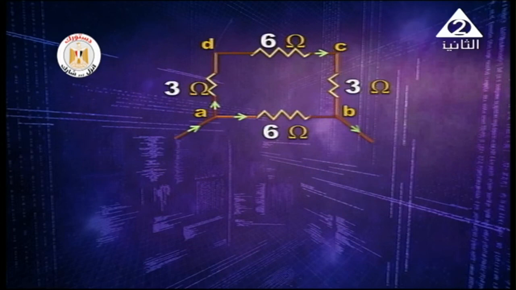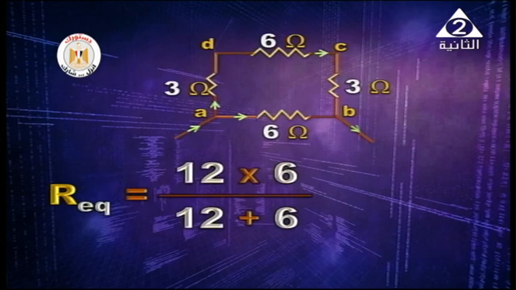When the supply is connected across AB, what happens? The current divides at A. Same current passes through 3, 6, and 3. They'll form just one resistance. 3 plus 6, 9, plus 3, 12. So 12 connected in parallel to 6 gives an equivalent resistance of 4. Product over sum, 12 times 6 over 12 plus 6, it is 4.